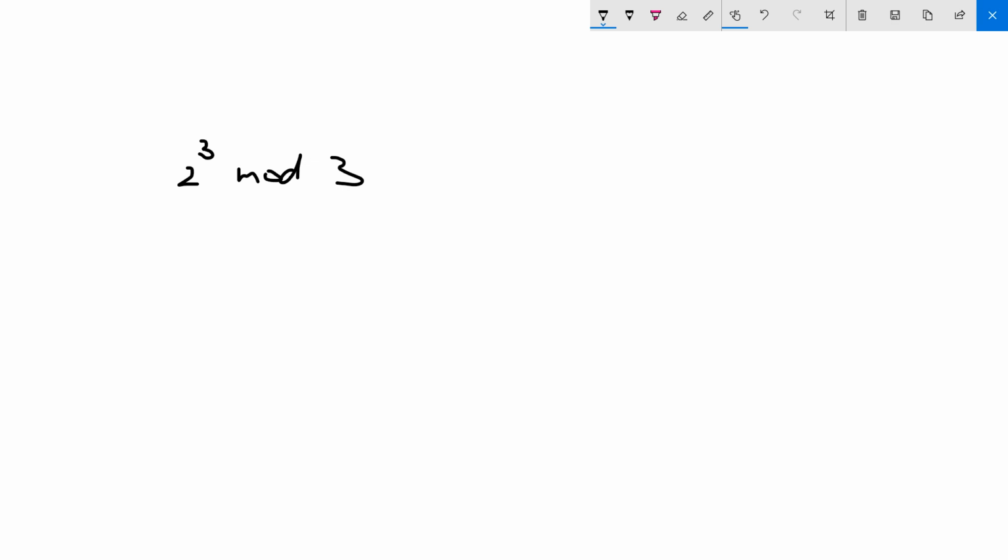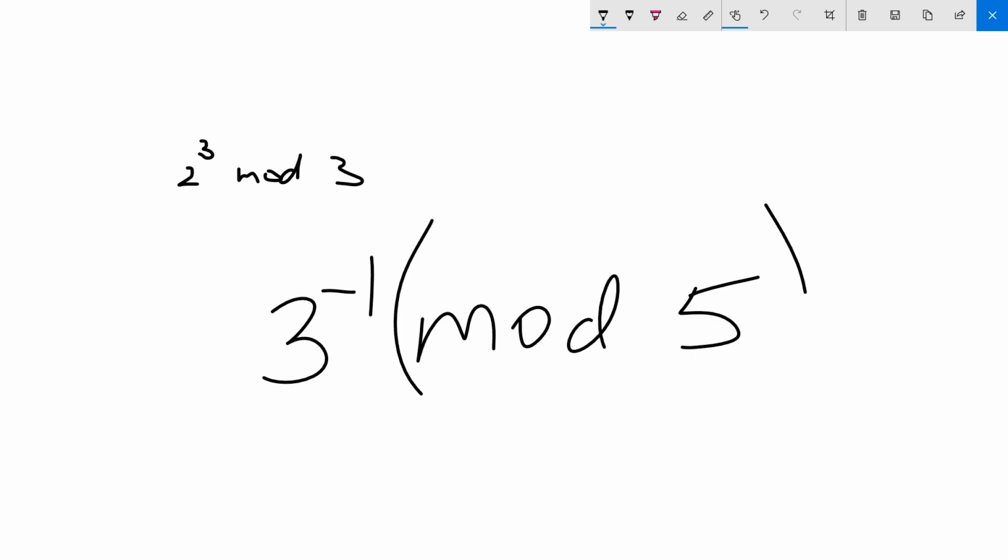The other is, I'll be asking you questions like this. What is the inverse of 3 if we're working mod 5, let's say? What am I asking you there? The multiplicative inverse of 3 if we're working mod 5. Well, what am I asking for in normal arithmetic if I ask you for the multiplicative inverse? I'm asking what can I multiply 3 by to get 1, which is 1/3.